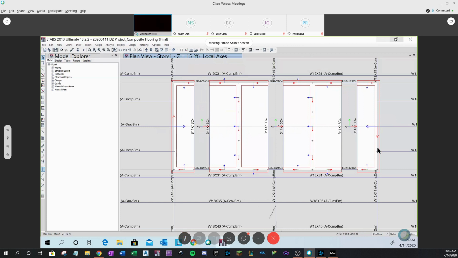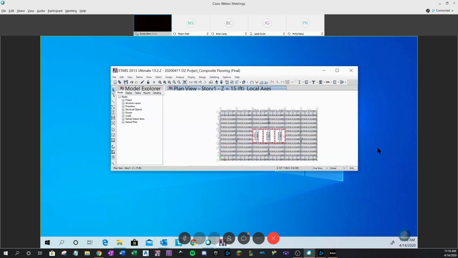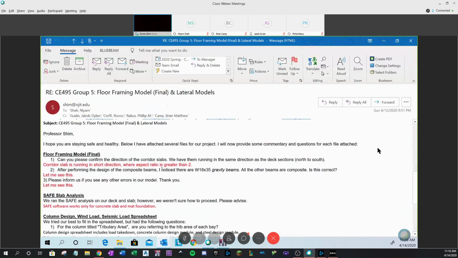I have a quick question. Since we're doing a composite deck, should we pay any attention to which way the ribs are actually going, and which direction they're going? The ribs of the metal deck? Yes, the ribs of the metal deck. Should we have them going perpendicular to the beams? Is that something we should consider, or is that not a worry?